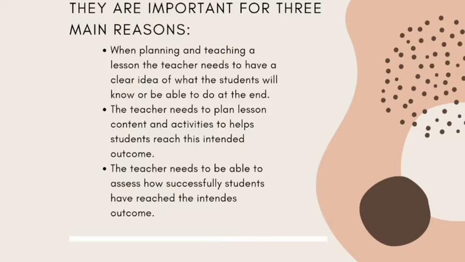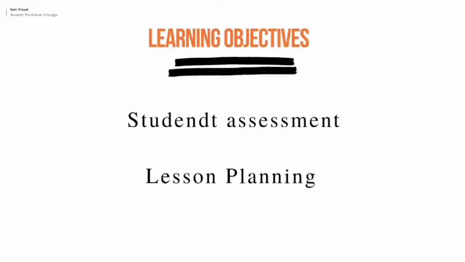They are important for three main reasons. The first one, when planning and teaching a lesson, the teacher needs to have a clear idea of what the students will know or be able to do at the end. And the second, the teacher needs to plan lesson content and activities to help students reach this intended outcome. And the last, the teacher needs to be able to assess how successfully students have reached the intended outcome. Learning objectives are important for lesson planning and for assessing student learning.